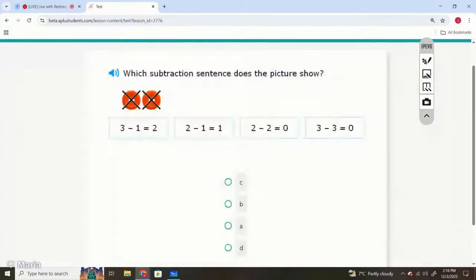Which subtraction sentence does the picture show? So which is the correct option? So that is 2 take away 2 is 0. Option number C is the correct option.